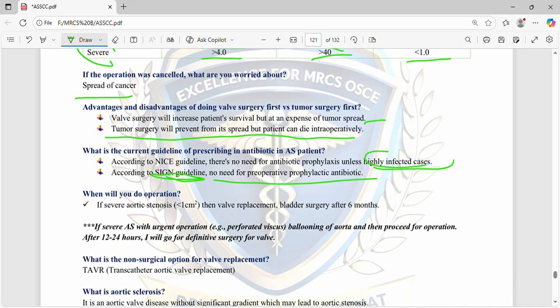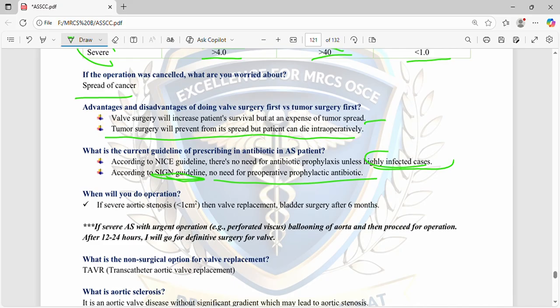If severe aortic stenosis with urgent operation, for example, if you have severe aortic stenosis and you have urgent surgery, another case like perforated viscus, so ballooning of the aorta, and then proceed for operation. After 12 to 24 hours, I will go for definitive surgery for valve replacement or whatever for the valve.